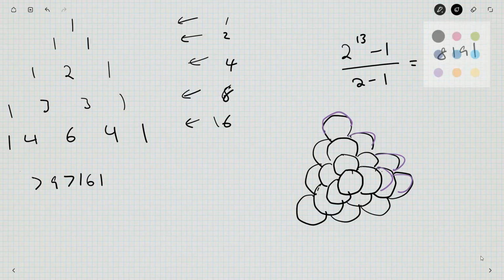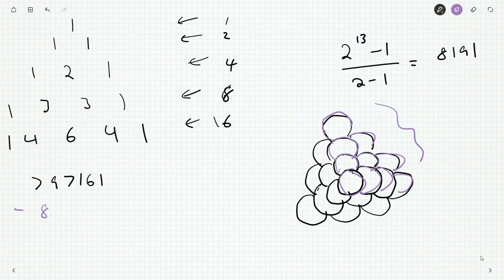797161. Now I want to take away 1 copy of Pascal's triangle. That's, let's say, the purple side here. So that's minus 1 copy of 8191. And then we take off another side, but you'll notice that some of these are being taken off again. But that's another copy, 8191.